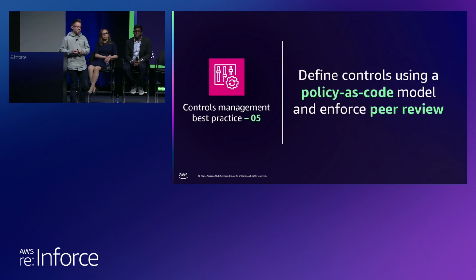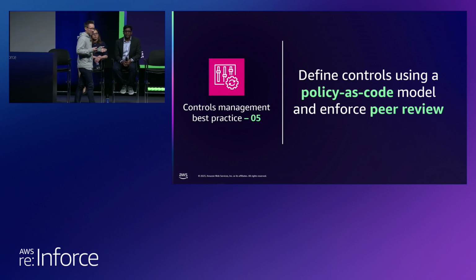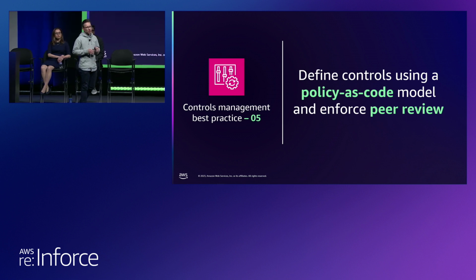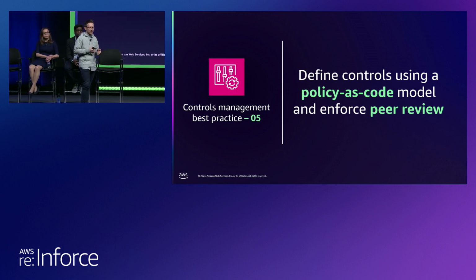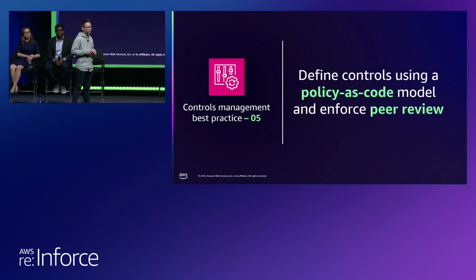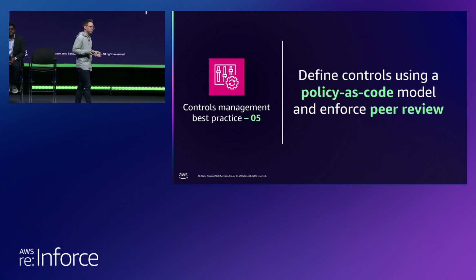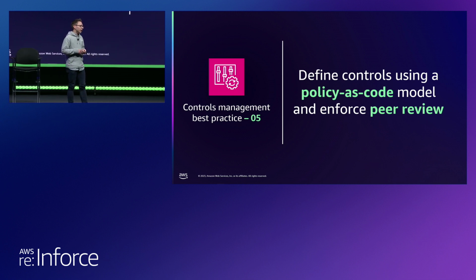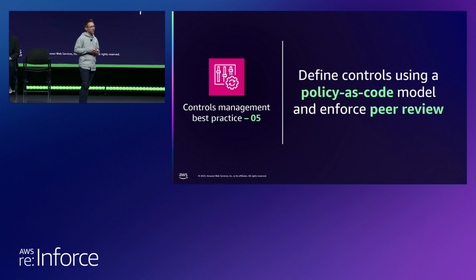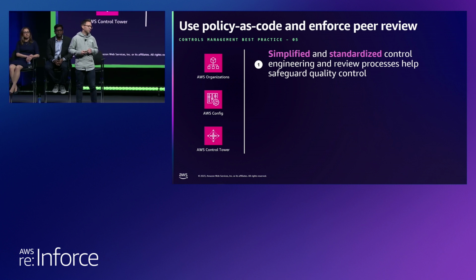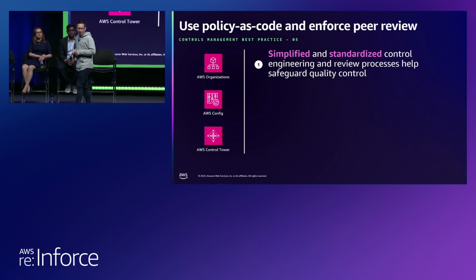So, controls management best practice. This is our best practice number 5. Really, at the end of the day, what we want to do here is make sure that we're defining our controls as policy as code models and enforcing a peer review mechanism for those. Security controls form the foundation of the entire environment in which you run your sensitive workloads, run your business, right? And therefore, we need to treat them in the same way that we treat all of our other software that we're developing. We should have rigorous standards, making sure that we're going through pipelines, making sure that we're subjecting those code changes to peer review so that somebody's not introducing a risk.